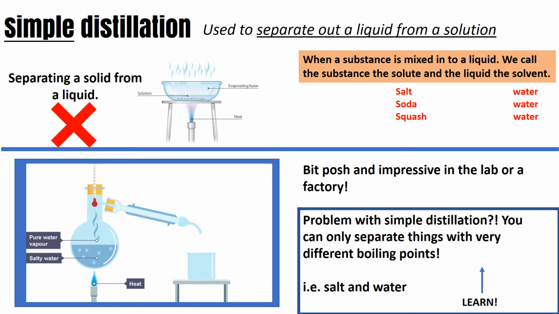A condenser might not have a cool liquid around it. It might just rely on the cool air. But either way, that's what it's doing. It's trying to cool down all of that gas back into a liquid again.